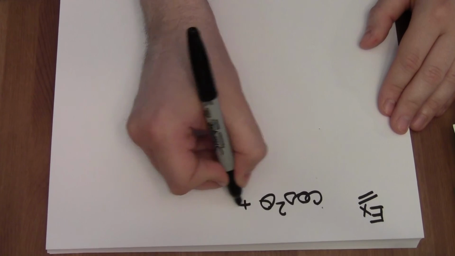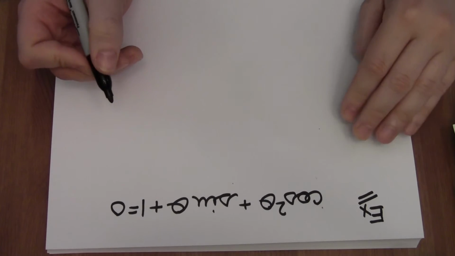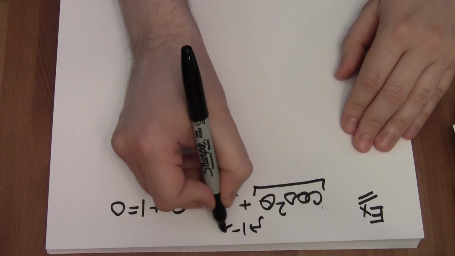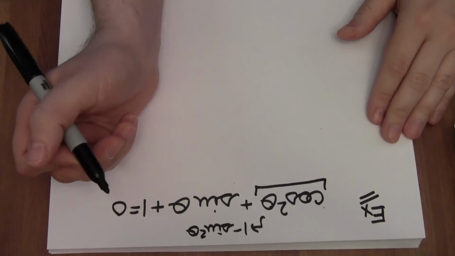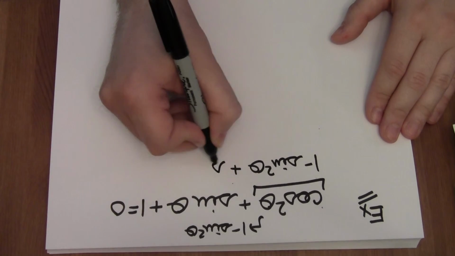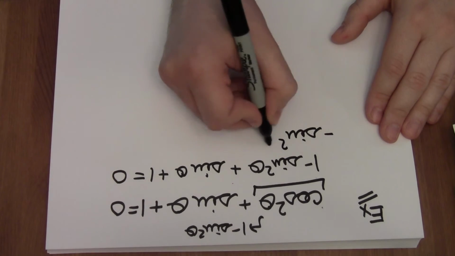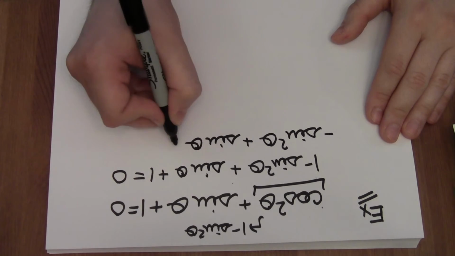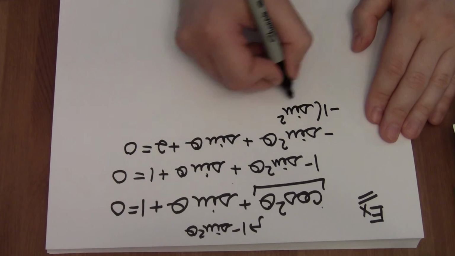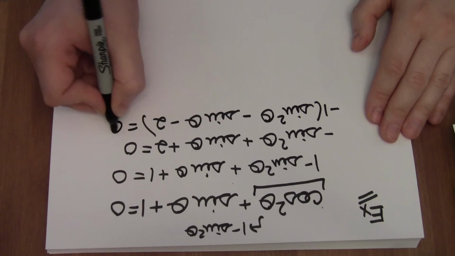Cosine squared theta plus sine theta plus 1 equals 0. Well, I can use my Pythagorean identity here. Cosine squared theta, I know from my Pythagorean identity, rewriting that a little bit, can equal 1 minus sine squared theta. So I can say 1 minus sine squared theta plus sine theta plus 1 equals 0. So negative sine squared theta plus sine theta plus 2 equals 0. I'm going to factor out a negative 1 before I do any more factoring with this. So negative 1 times sine squared theta minus sine theta minus 2 equals 0.